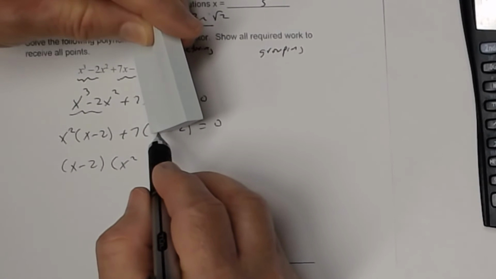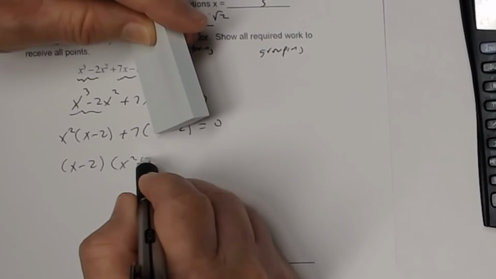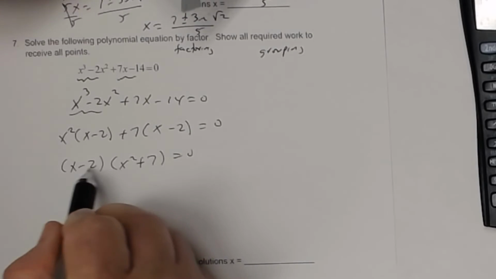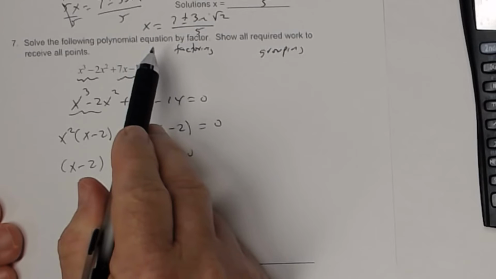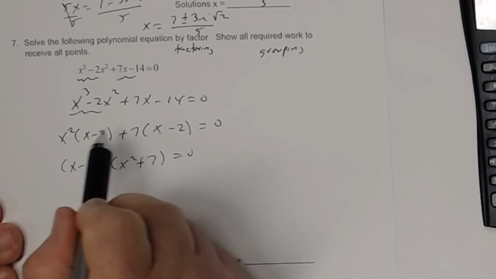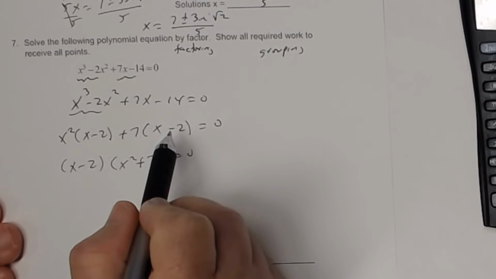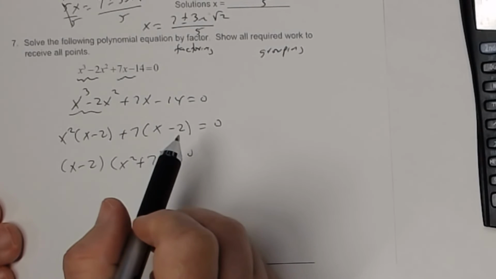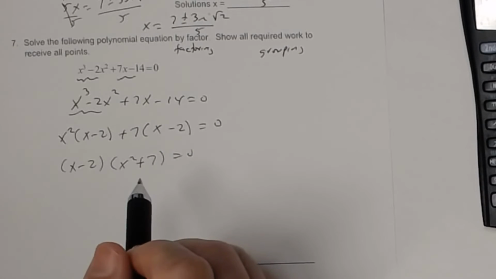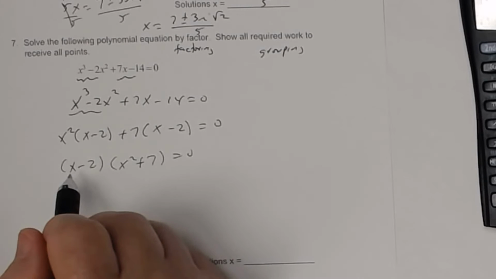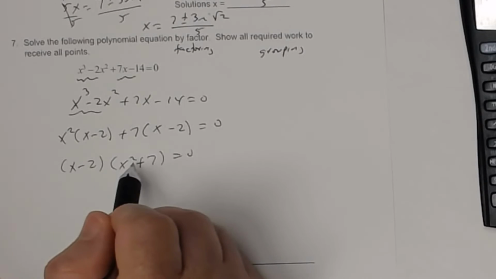And when I factor out this x minus 2, you're left with 7. So x squared plus 7 equals 0. You had to show this, okay? Because remember, I wanted you to do this by factoring. So when you got to this point, you still haven't factored. Remember, factoring, writing a polynomial in terms of factors, is writing it as a product of factors. So this is the product of factors here.